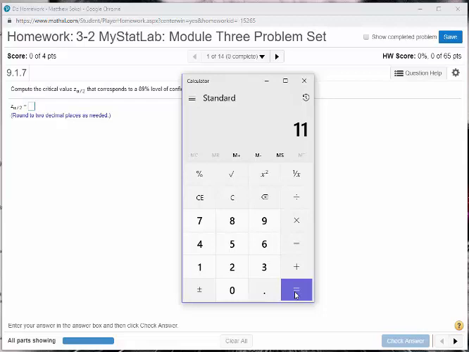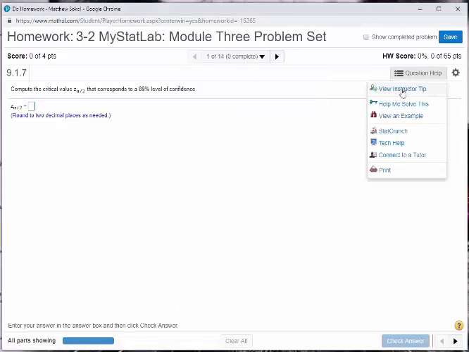Now, when we go to use StatCrunch, we're going to change that to a decimal. So instead of saying 11%, we're going to say it as 0.11. Now the next thing you'll notice is that it takes alpha and this subscripted value here and divides it by 2. So I'm going to take this level of significance as a decimal and divide it by 2. Keep this number in your mind, 0.055.